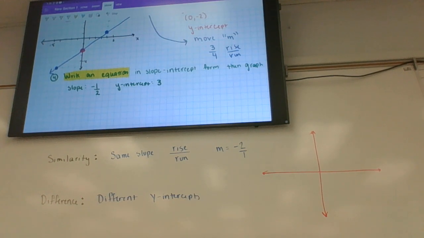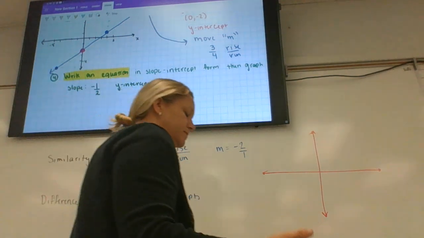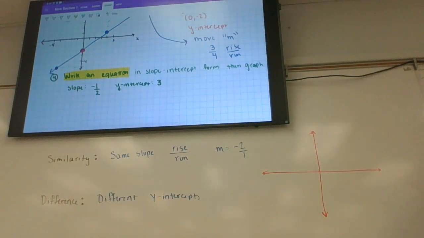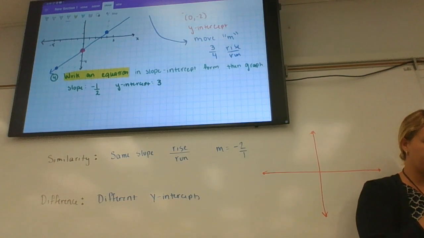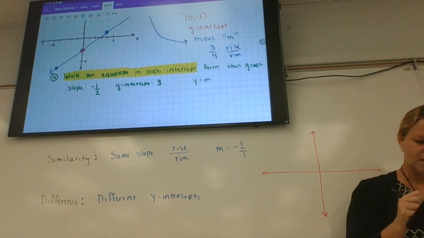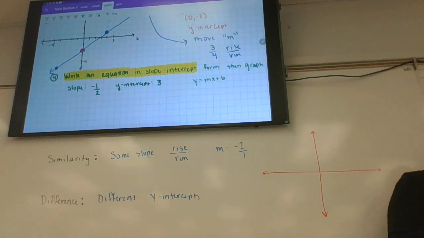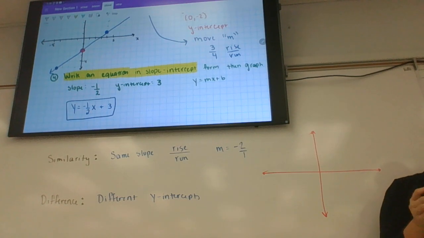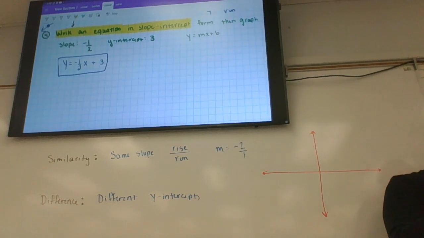Like, we have direct variation form. Well, this is slope-intercept form. This is just like direct variation, but it doesn't go to 0, 0. If it's not direct variation, they call it slope-intercept. Okay, so your brain reads slope-intercept form, and it has to think y equals mx plus b. So you put -1/2 in for m, keep the x, and then you put 3 in for b. That's the equation. And then you make a graph.